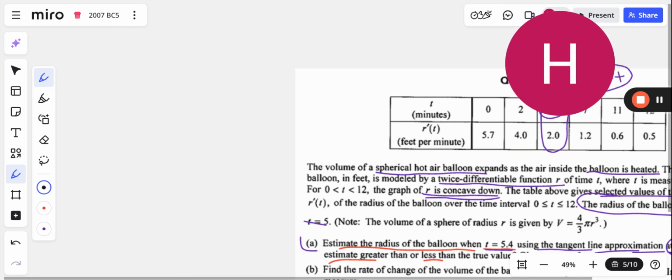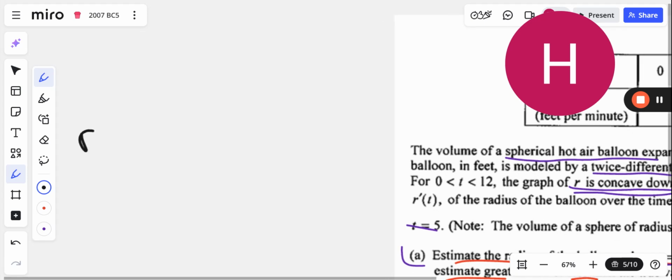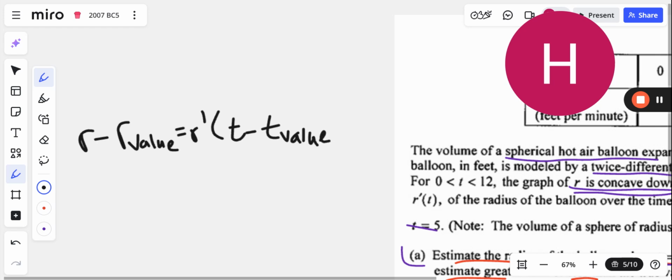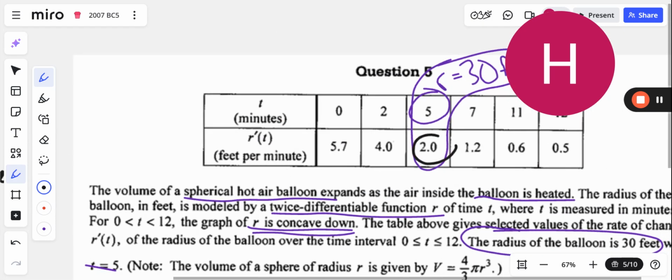Okay, tangent line approximation means I should write this out. I'm going to write it in the y minus y1 format, but I'm going to put r. So it's like r minus the r value equals r prime, the slope, times t minus our t value. The t value at the point of tangency is 5. So we have r minus 30 equals something times t minus 5. That is going to be the derivative, 2.0.